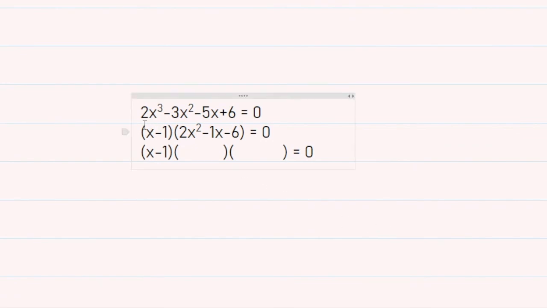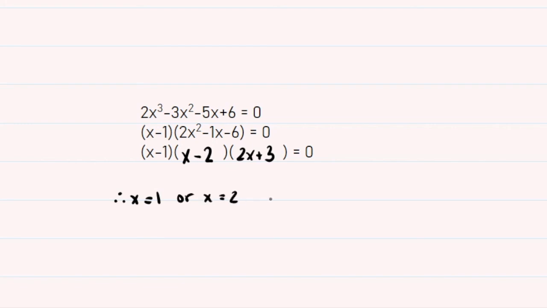So we started with 2x cubed minus 3x squared minus 5x plus 6 equals 0. We got x minus 1 as a factor, and then we got 2x squared minus 1x minus 6 from the long division. We can further simplify this. This is a more complex trinomial. If you don't know how to factor this, you can look at my previous video. But basically this will be x minus 2, and this will be 2x plus 3. So therefore x will be equal to 1, or x can be equal to 2, or x can be equal to negative 3 over 2.